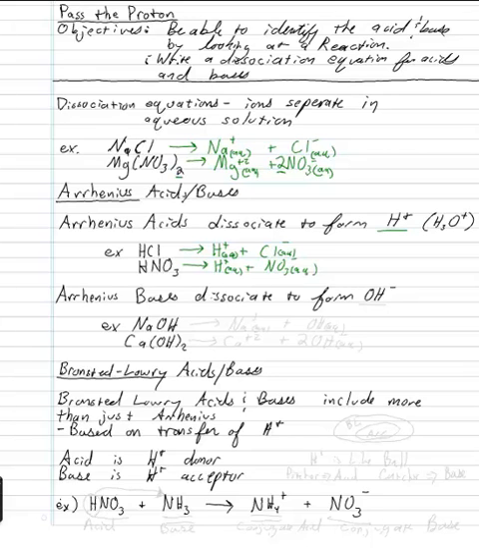Moving forward, Arrhenius bases, similar to acids, dissociate to form the hydroxide ion. An example of this is NaOH, which dissociates to form its ions Na plus and OH minus. Calcium hydroxide dissociates to form calcium 2 plus ions and 2 hydroxide ions.